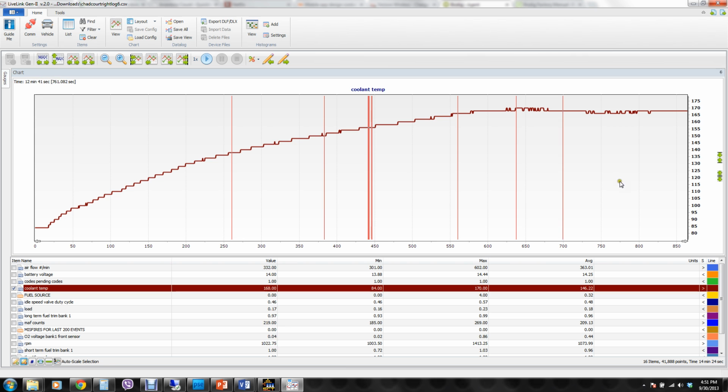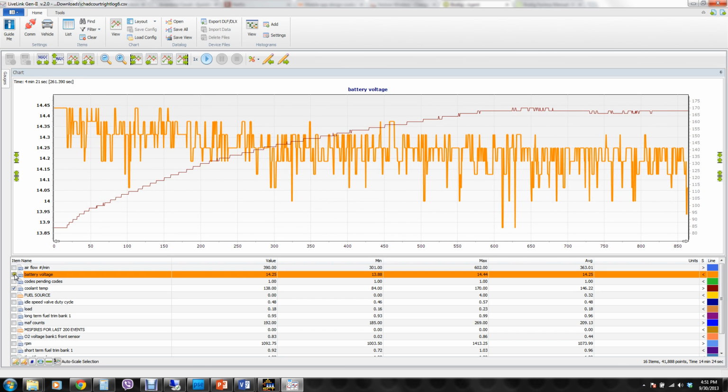So nothing wrong here. The next thing we can look at, obviously we want to make sure that battery voltage is okay. And you can see it's scaled the axis, but really the mins and maximums are pretty tight. Battery voltage looks good.